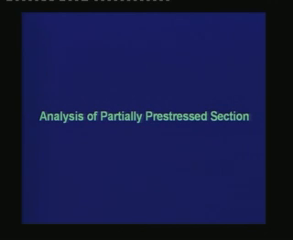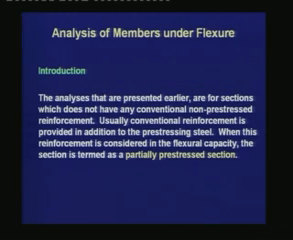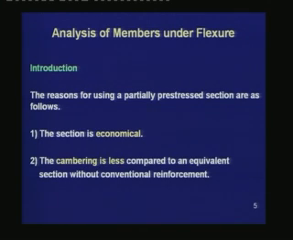First, we are studying analysis of partially prestressed section. The analyses presented earlier are for sections which do not have any conventional non-prestressed reinforcement. Usually, conventional reinforcement is provided in addition to the prestressing steel. When this reinforcement is considered in the flexural capacity, the section is termed as partially prestressed section. That means we do have conventional reinforcement in a prestressed beam most of the times, and if such reinforcement is considered for the capacity, then we term that section to be a partially prestressed section.